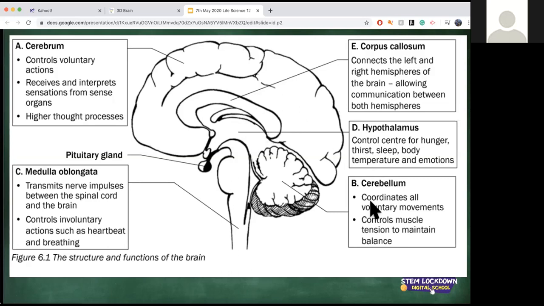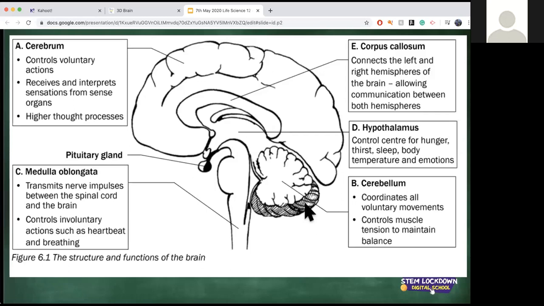Then we have the cerebellum. The cerebellum is a little bit smaller than the cerebrum. It also coordinates movement, muscle tension, and balance. So if you can stand on one leg, then you have the cerebellum to blame for that skill.